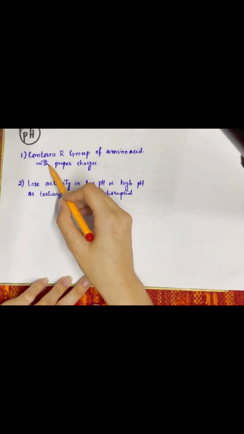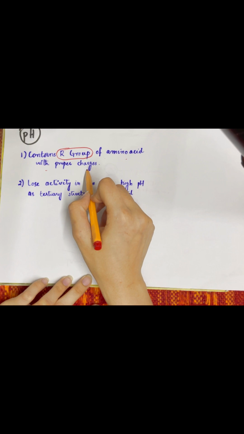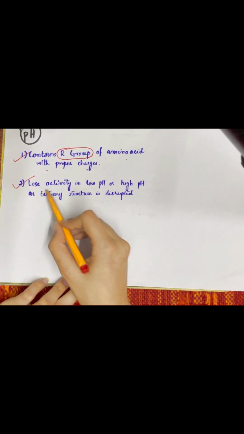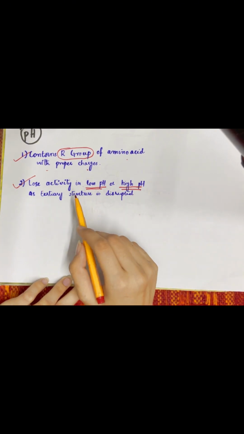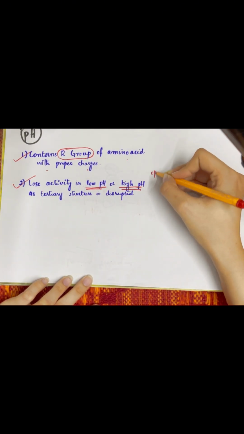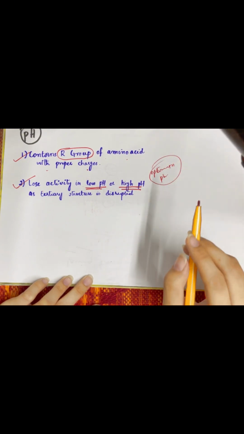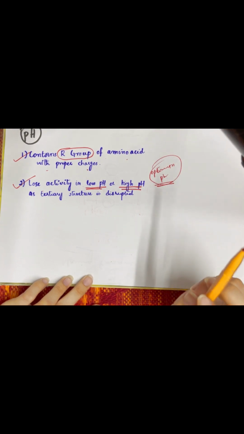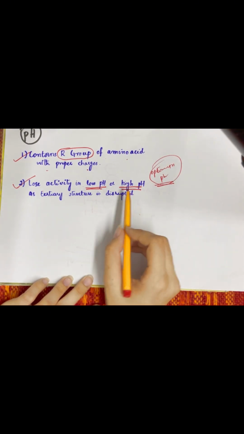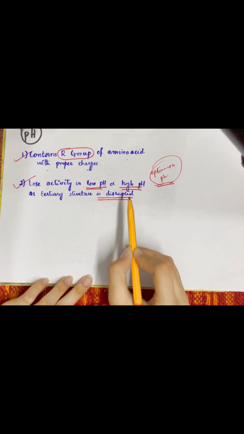We'll be discussing pH in detail. It says that the enzyme contains R groups of amino acids with proper charges. Another point says it loses activity in low pH or high pH. As we talked about with temperature, there is an optimum temperature. Similarly, there is an optimum pH at which certain enzymes work. There is a different optimum temperature or optimum pH for each respective enzyme. It loses activity in low pH or high pH as the tertiary structure is disrupted.